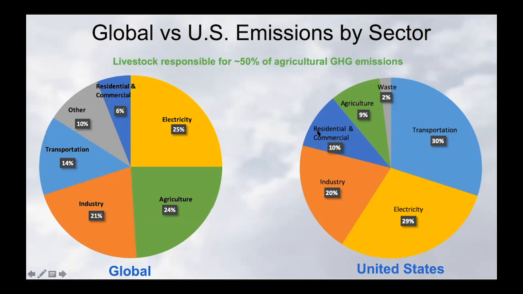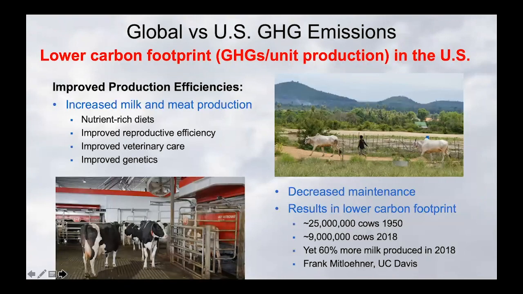But some of it is that we are much more efficient with our livestock production. And if you wanted to know just a crude number, ballpark, about half of the emissions from agriculture are for livestock and about half are from soil management and other things. So when we look at the global versus US greenhouse gas emissions from livestock production, or if we put it on a carbon footprint basis, so greenhouse gas emissions per unit of production, so per pound of protein or per glass of milk, we have a much lower carbon footprint in the United States than they do globally.